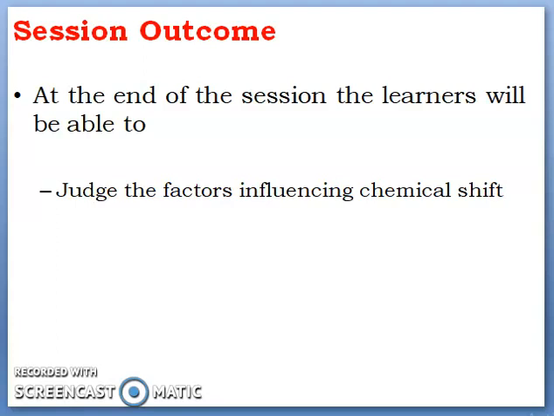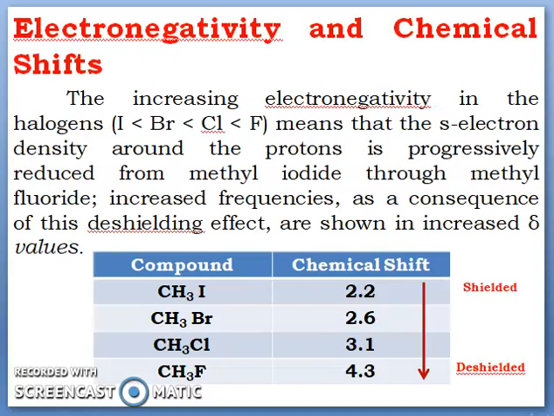We have already discussed the chemical shift and the shielding and deshielding mechanism, so let us directly get into the factors affecting chemical shift. There are two important factors which are affecting the chemical shift, namely electronegativity and anisotropy. Let us discuss in detail electronegativity and the chemical shift.